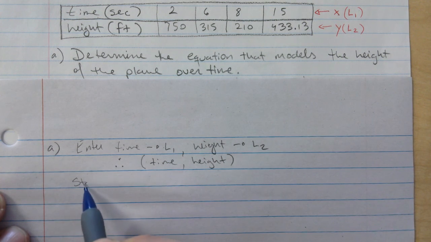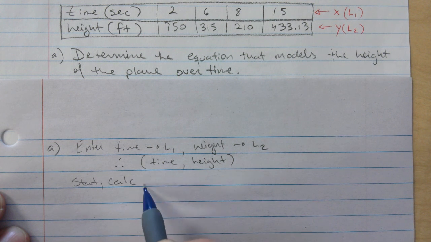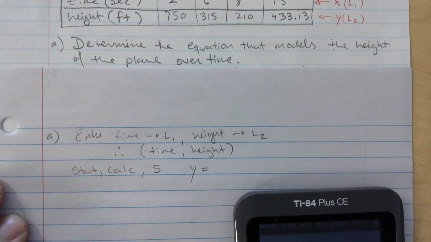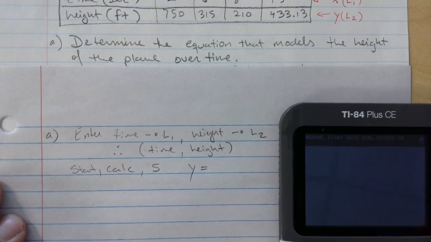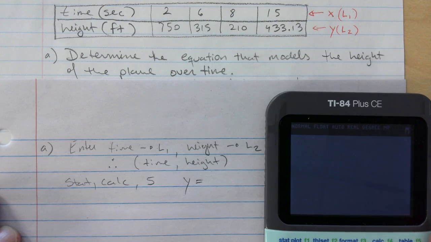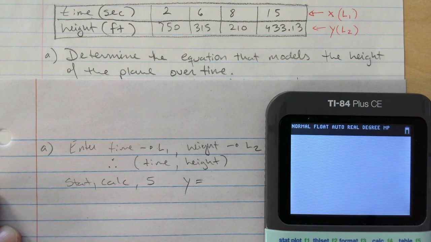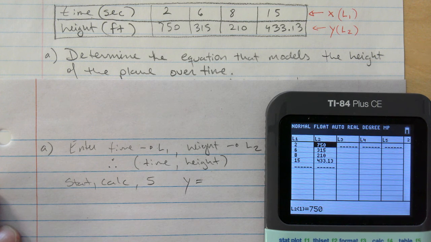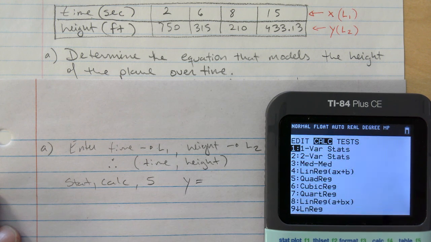So we're going to go stat calc 5, and we're going to come up with our equation. So at this point, right, let me just clean that up a bit. There we go. So we go stat, edit, and these points are in there already. I already went ahead and did that. Then you press stat, calc 5.